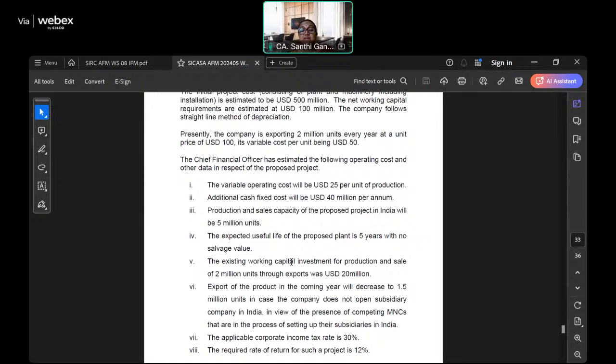Export of the product in the coming year will decrease to 1.5 million units in case the company does not open a subsidiary, in view of the presence of competing MNCs that are in the process of setting up their subsidiaries in India. Applicable tax rate 30%. Required rate of return for such a project is 12%. Please try to discuss.